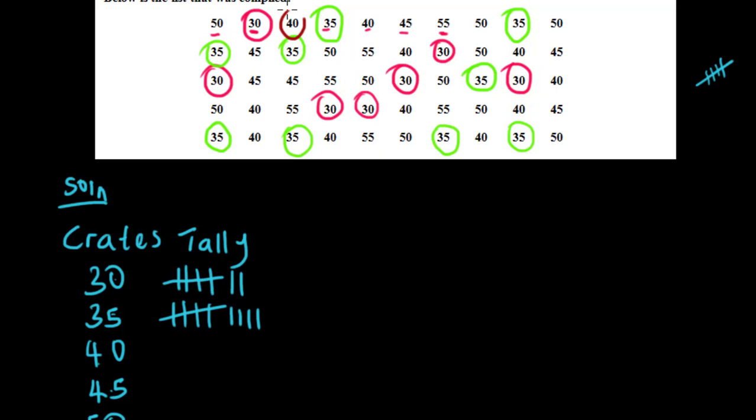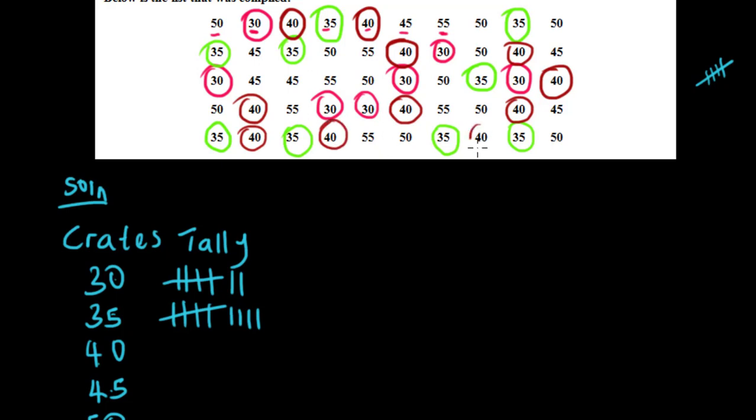The next is 40. So let's go for 40. 1, 2, 3, 4, 5, 6, 7, 8, 9, 10, 11. So we have eleven 40s. So we represent 1, 2, 3, 4, 5. 1, 2, 3, 4, 5. That is 10. Then 1. Do you understand?